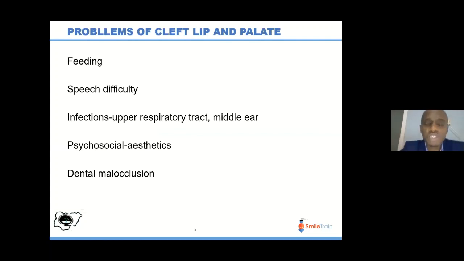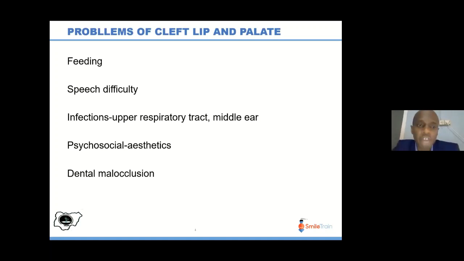And also speech difficulty, because the mouth serves like a cavity, such that when you are speaking, it separates words that are meant to come out from the mouth from the nose. So once there's a cleft palate, the patient has speech difficulty, and this may also arise with patients with cleft lip because some sounds are pronounced with the lips.